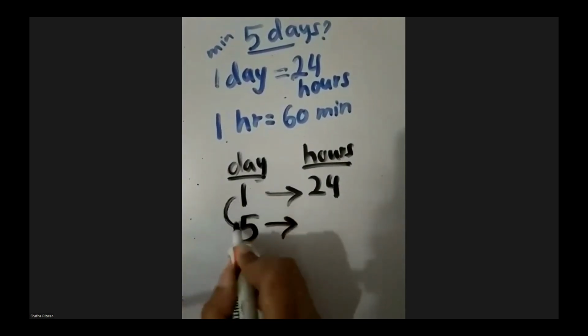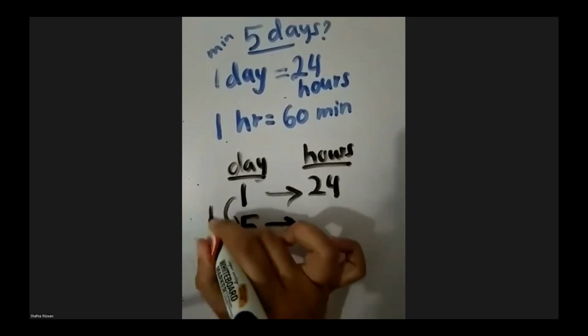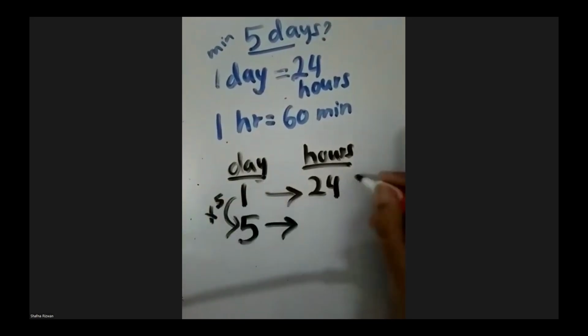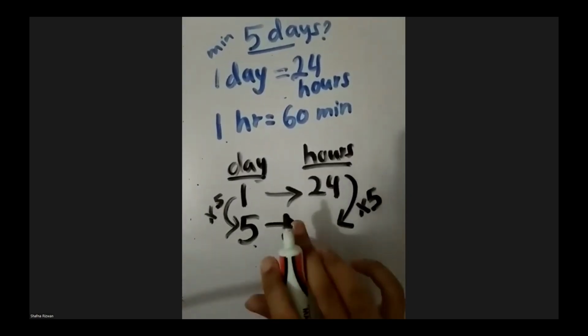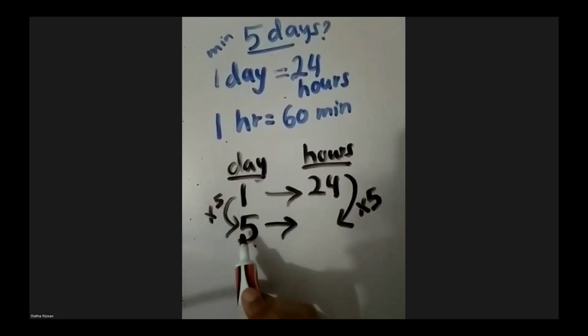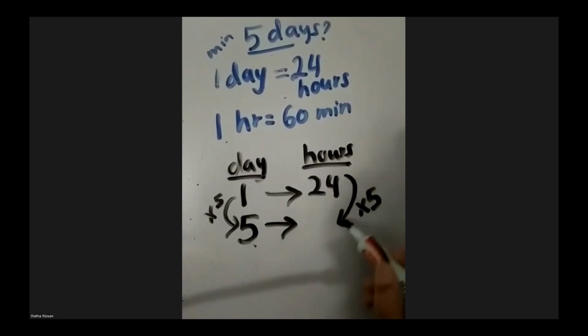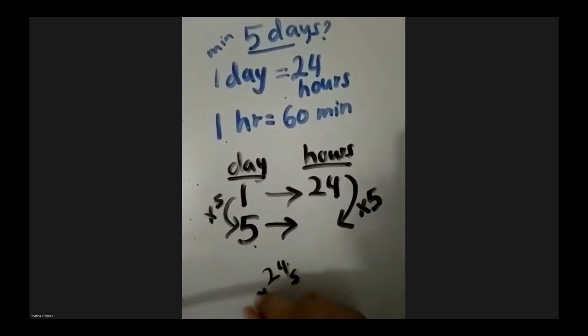Now say me, from one, how did it become 5? By multiplying it by 5. Then to find how many hours do you all have in 5 days, here also you all should multiply by the same number, which is 5. Always remember, how did you take 5 here? By multiplying it by 5. Here also, then what should you all do? Multiplying it by 5. Now say me 24 multiplied by 5 is how much?